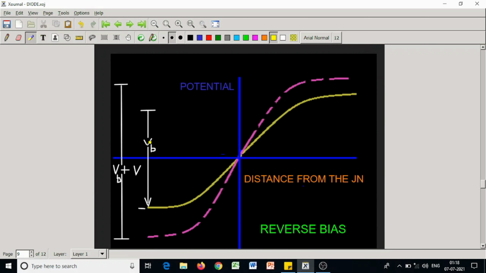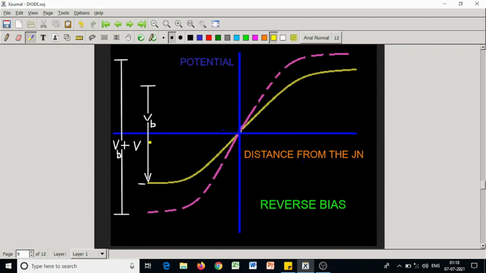But in the reverse bias condition, the pink dotted line indicates the increment of the potential barrier. VB was the previous potential barrier in the unbiased PN junction. But when it is reverse biased, the potential barrier is increased by the amount V applied by the battery in the reverse direction. So now the potential barrier increases to VB plus V.